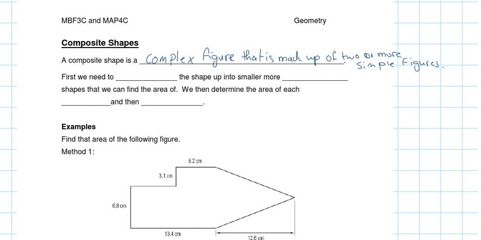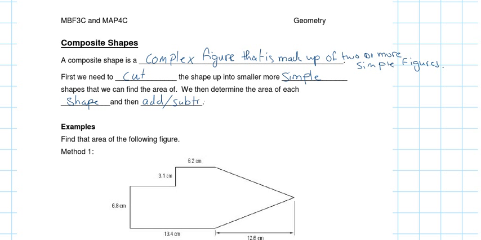So first you need to cut the shape up into smaller, more simple shapes that we can find the area of, and then we determine the area of each shape, and then add, or sometimes you have to subtract, depending on what kind of shape you have.